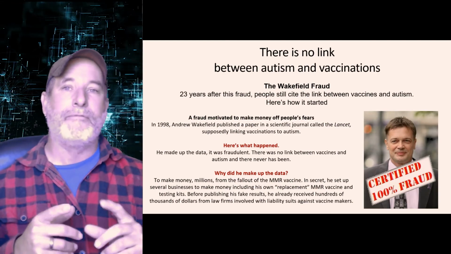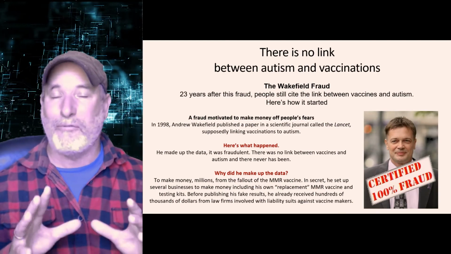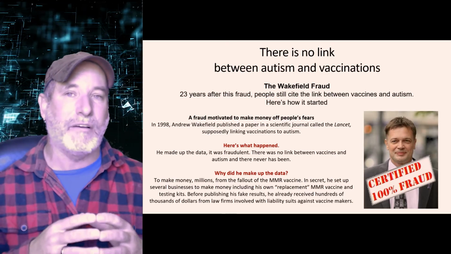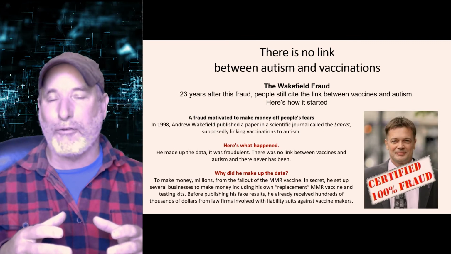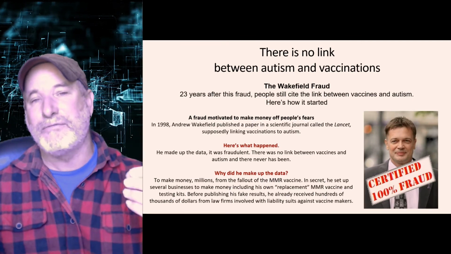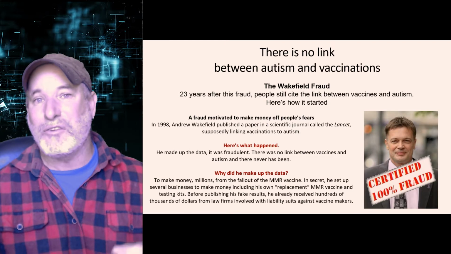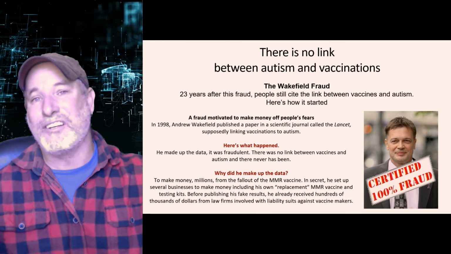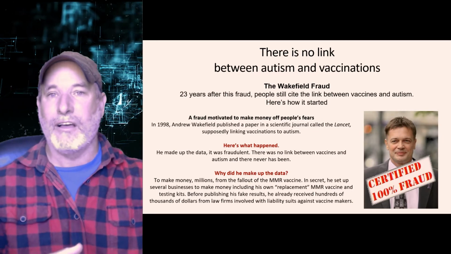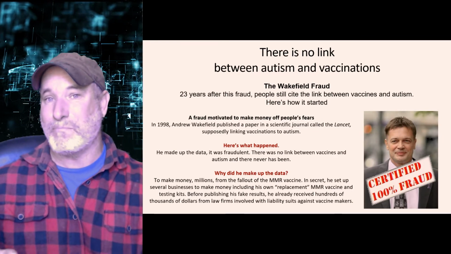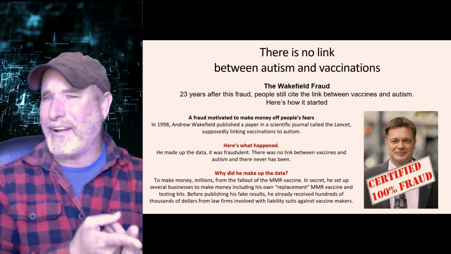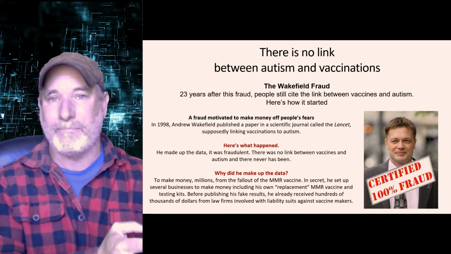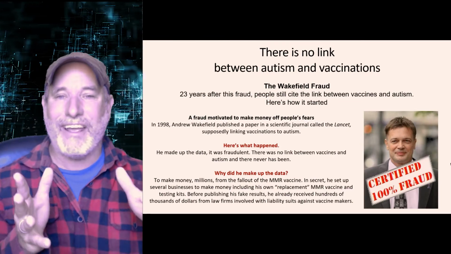Here's why. Before he published the results of his fake experiment, he already had hundreds of thousands of dollars from a law firm that was going to have suits against vaccine makers. So he gets this money from these lawyers, and then he publishes the link. And he's like, there's going to be a fallout. So he set up in secret some businesses. One was to provide an alternative MMR vaccination, and the other one was to have a replacement kit. Yeah, this guy is a fraud.